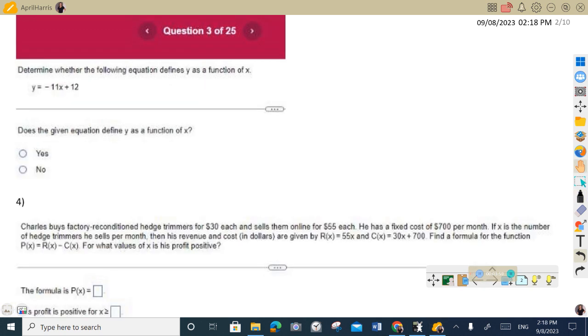Number 3 wants you to determine if y is a function of x. Now, to be a function, this is a linear function because it's to the degree of 1. So any line, any linear function is going to be, yes, a function. But there's also the vertical line test. So if you graph that on your calculator, go to your y equals screen and do y equals negative 11x plus 12, you're going to have a line, and it passes the vertical line test.